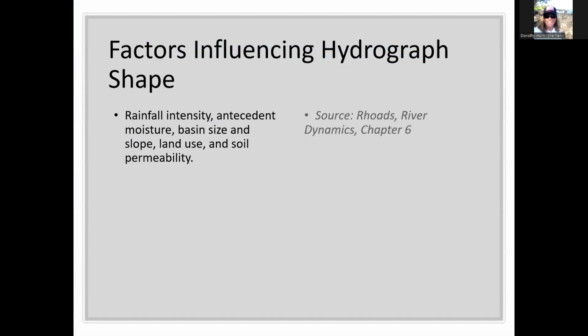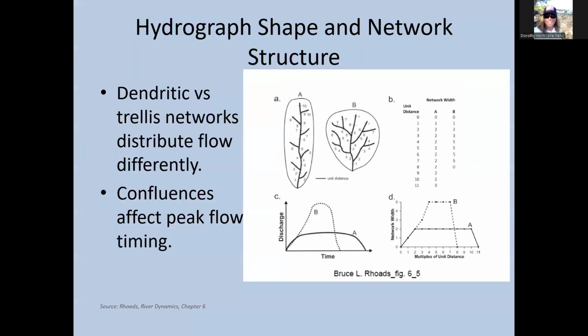You know, this is pretty basic, right? So how do you make a hydrograph? You're basing it on rainfall. You're looking at the basin size, what kind of land use is around there, and what does the soil look like? So these are all factors that would influence that shape.